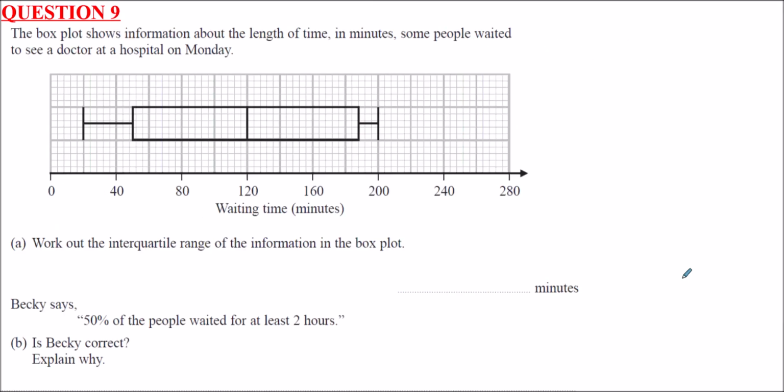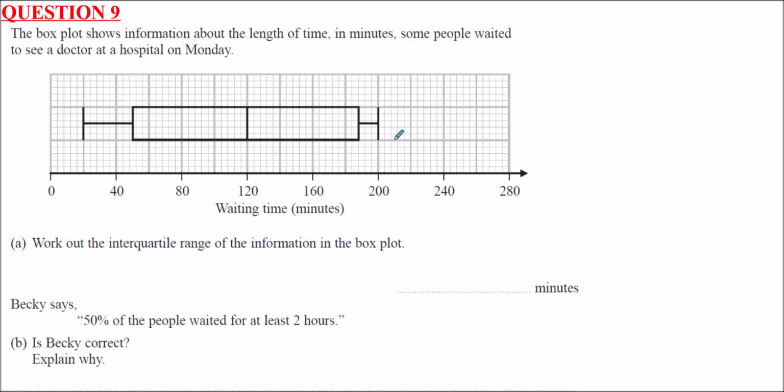Question 9. The box plot shows information about the length of time in minutes some people waited to see a doctor at a hospital on Monday. For part A, we need to work out the interquartile range of the information in this box plot. At this point, we've got 5 vertical lines we can see on a box plot.